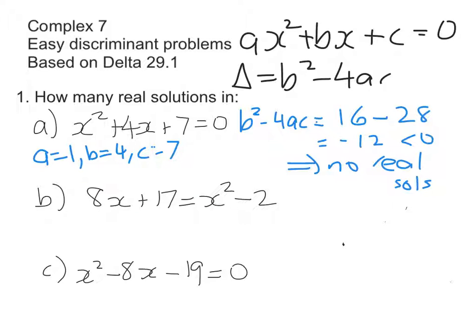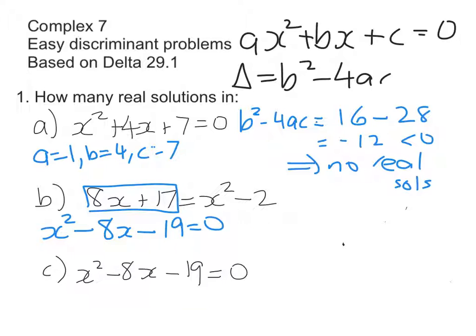The next one needs rewriting before we do anything with it. So we'll take everything over to the right-hand side, actually. So x squared minus 8x minus 19 equals 0. Now, what I just said about taking everything to the right-hand side and flipping was appalling mathematical language. So just make sure you know what I'm doing here: I'm subtracting 8x plus 17 from both sides of the equation. I'm keeping it in balance, and it ends up all over here.